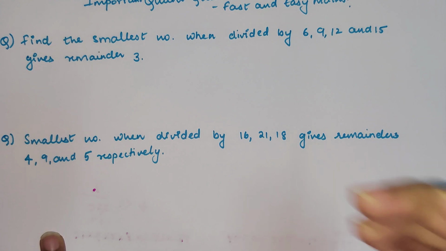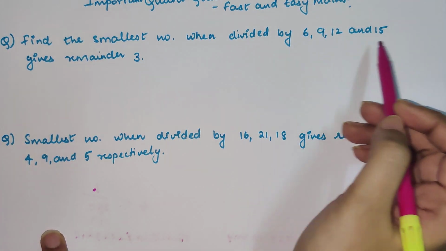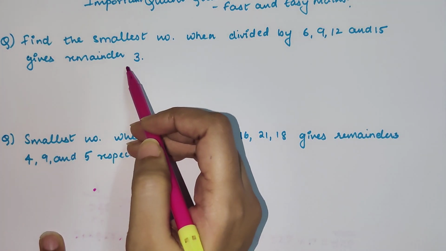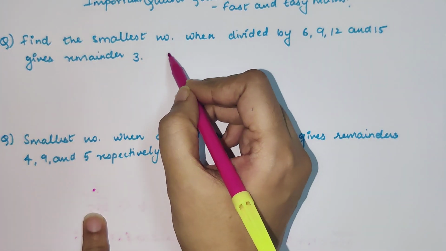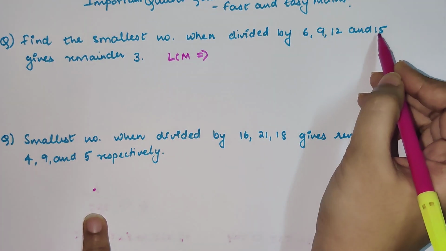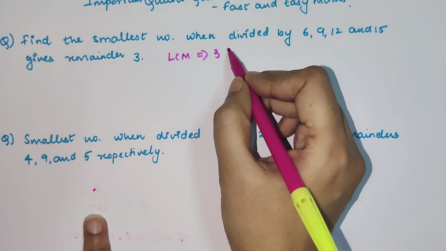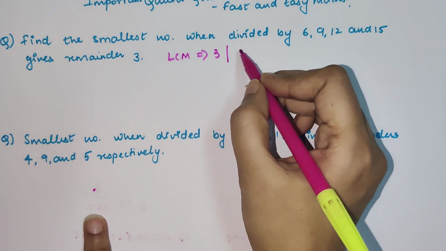Okay, so here the question is, find the smallest number which, when divided by 6, 9, 12 and 15, gives you the remainder of 3. So over here also, first we take the LCM. And here, if I take 3 outside, because all these are multiples of 3, I am left with 2.